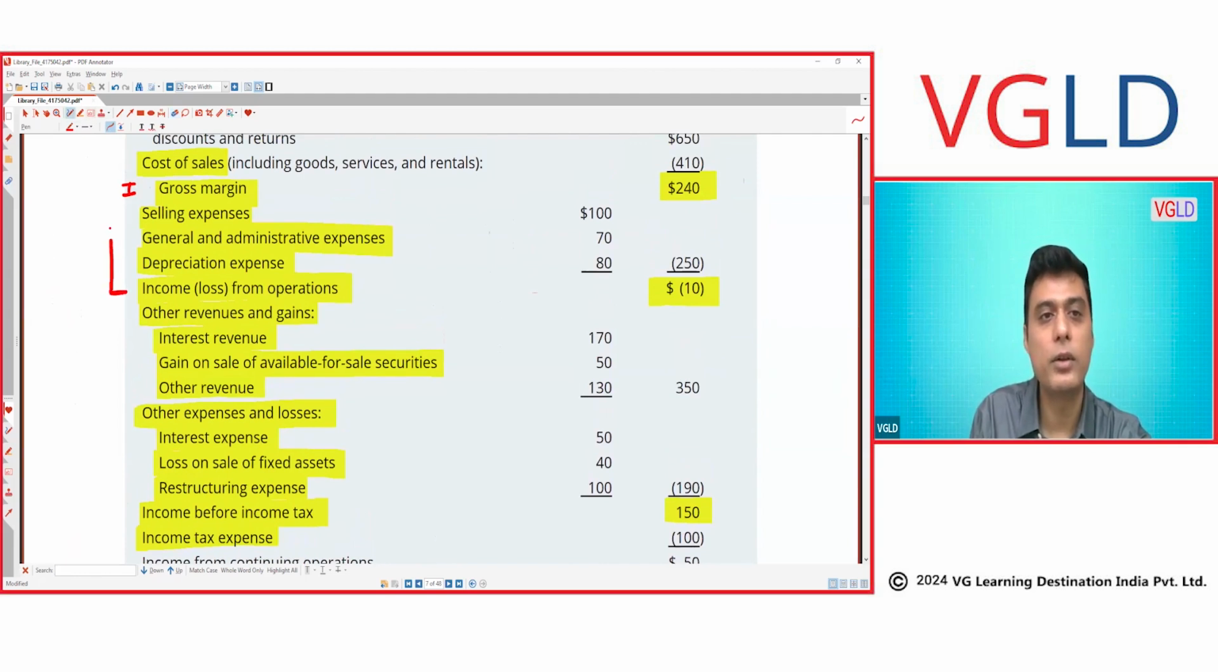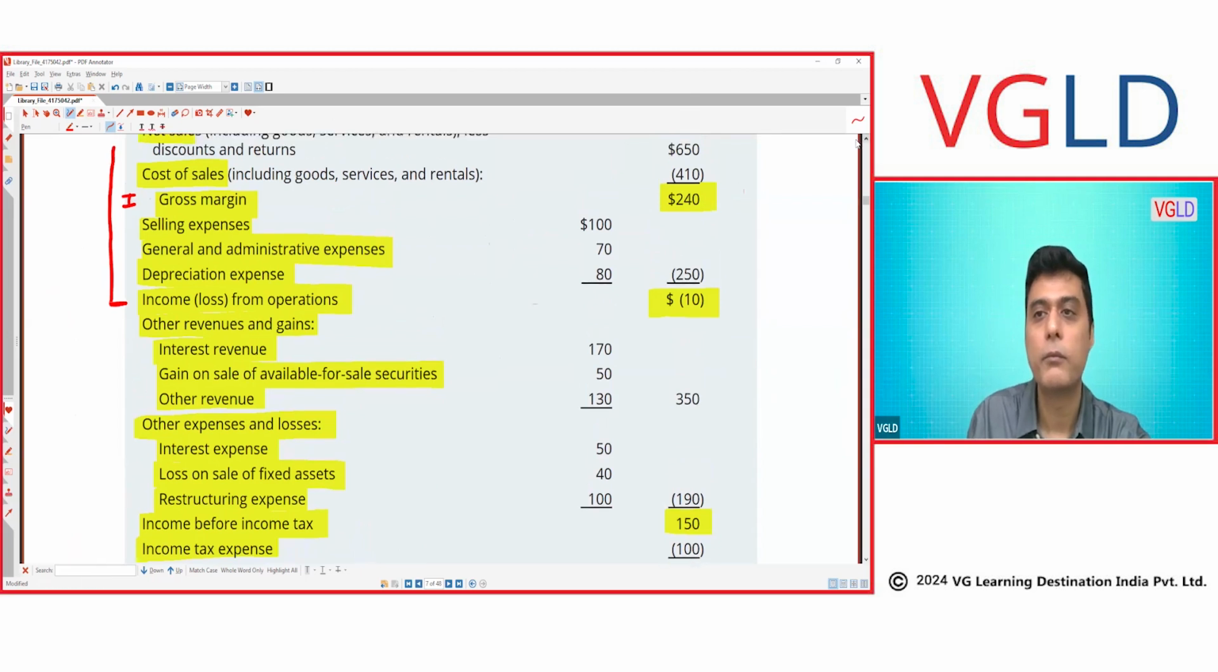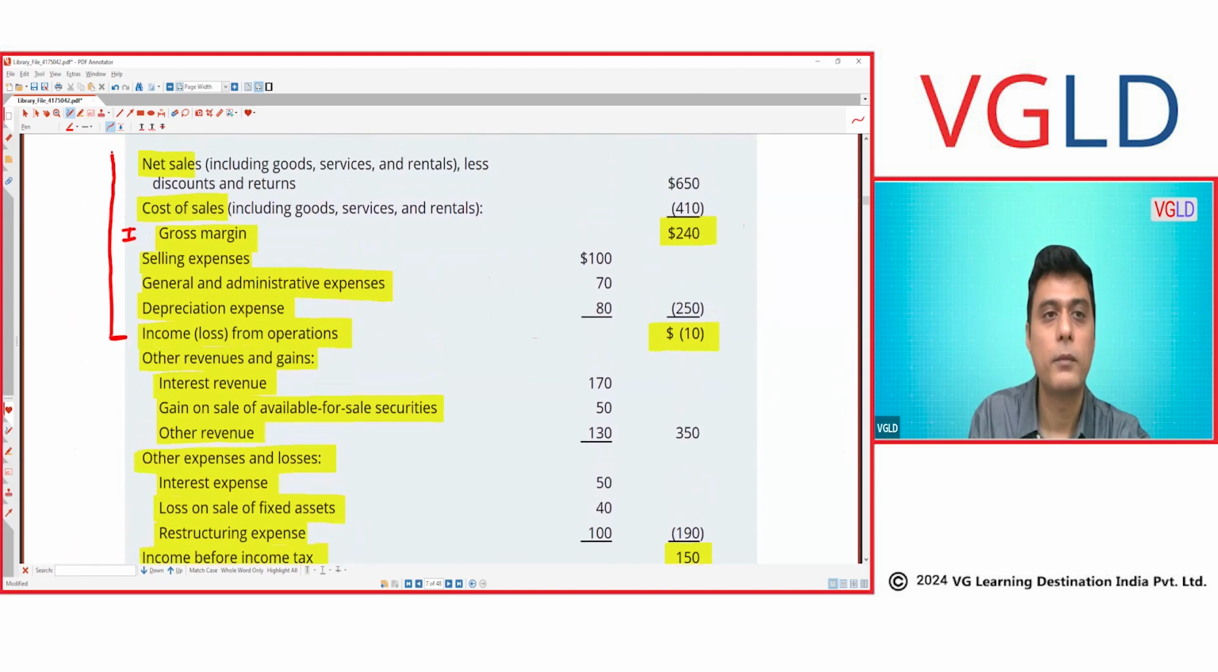Income loss from operations. That means this is your operating part, the operating section of income from continuing operations. And operating section means what is your core operation? Like I said, in case of a pen manufacturing company, it is pen. In case of a furniture manufacturing company, it is furniture, and so on. If it's a finance company, then interest income, interest expense will be part of your operating section, not non-operating.